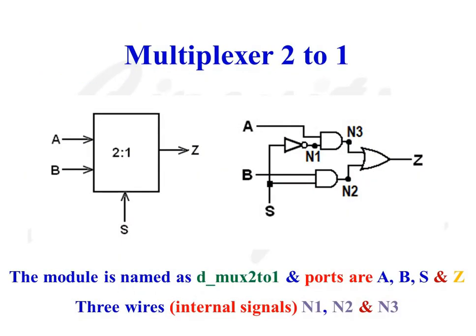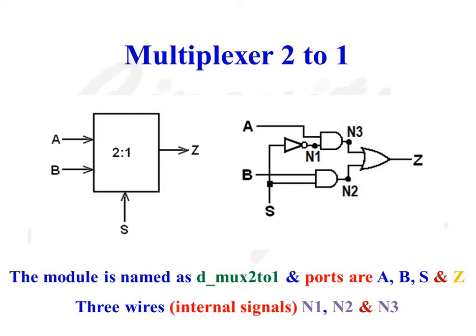So we are going to model a 4:1 multiplexer using 3 2:1 multiplexers. Let us start our discussion with the Verilog HDL code for a 2:1 multiplexer. On the right side of the screen, the internal diagram of a 2:1 multiplexer is shown, and on the left side, the external view of the 2:1 multiplexer is shown. There are 4 ports. A, B and S are the input ports and Z is the output port for the 2:1 multiplexer. The name of the module is D_mux2:1.